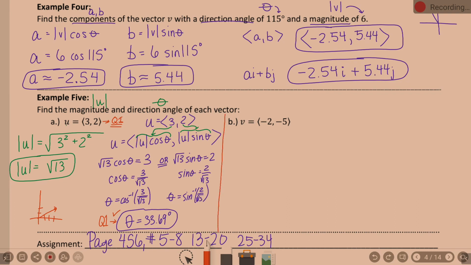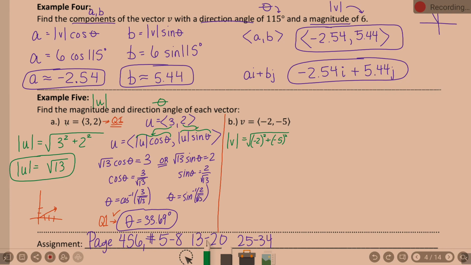Okay. Let's practice with B. Vector v is -2, comma, -5. What do you want to do? Find the magnitude. Find the magnitude. So, absolute value, and I am going to use v this time. Absolute value of v is equal to, what am I doing? Square root of -2 squared plus -5 squared.